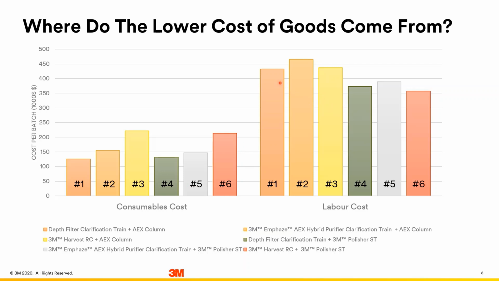What's interesting is that when we compare the overall magnitude of the change in labor cost from process 1 to 6 to that of the consumable process cost from process 1 to 6, the magnitude is pretty much the same. So if we look at process 1 to 6 for labor costs, we can see an overall reduction of just under $100,000 per batch. And for consumable costs, we can see an increase of just under $100,000 per batch. So it's clear that if there's no change in capital costs, material costs, and other costs, and the labor and consumable costs cancel each other out, the question then becomes, where do the lower cost of goods for the MAB come from?